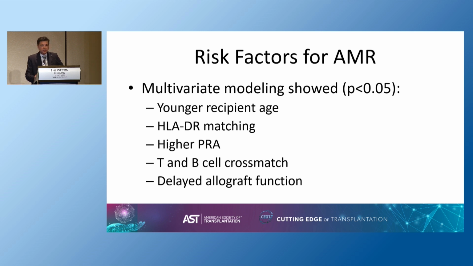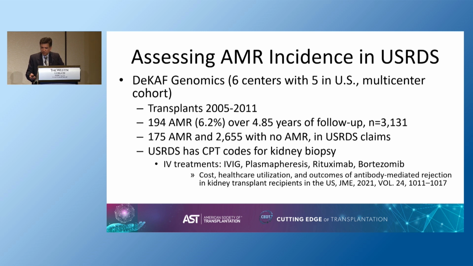So what were the risk factors that we saw in our cohort study? We did multivariate modeling. These were the risk factors that were significant with a p-value of 0.05. Younger recipient age was a risk factor. More HLA-DR mismatching was a risk factor. High PRA was a risk factor. If you had a T or B cell crossmatch at the time of transplant was a risk factor. And delayed graft function was also a risk factor. So these were independent risk factors for AMR.